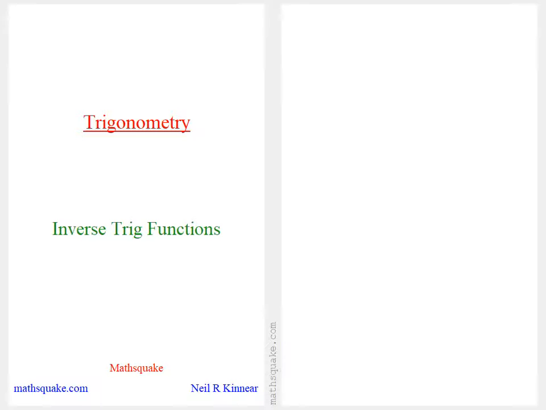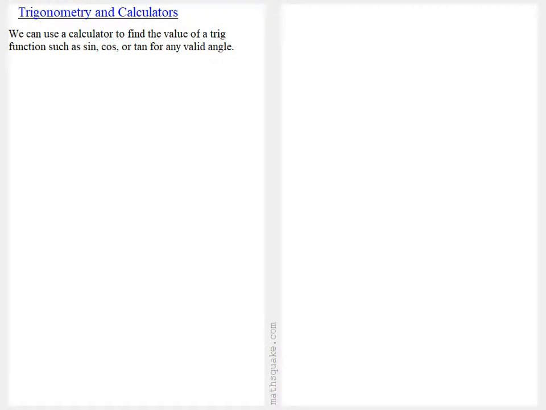Trigonometry, inverse trig functions. Trigonometry and calculators. We can use a calculator to find the value of a trig function, such as sine, cosine or tangent, for any valid angle. Note, tangent of 90 doesn't exist, so it is not a valid trig function.